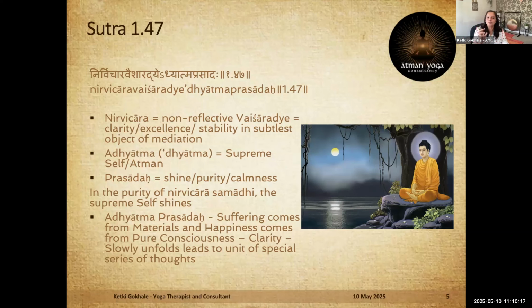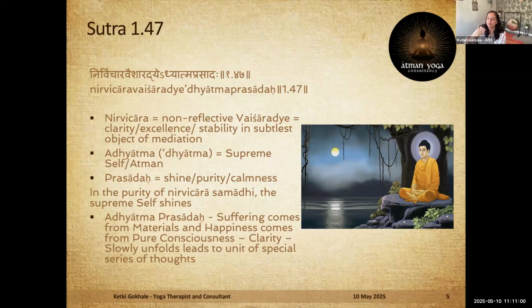So at this point, the yogi gets clarity about what? Clarity that suffering comes from Prakriti, that is from body, mind, etc. And happiness comes from pure consciousness, that is the Atman, Adhyatma, or the Supreme Self. That clarity is very much needed. What happens with all of us is that we go outside to find or seek happiness. Why? Because of our ignorance.